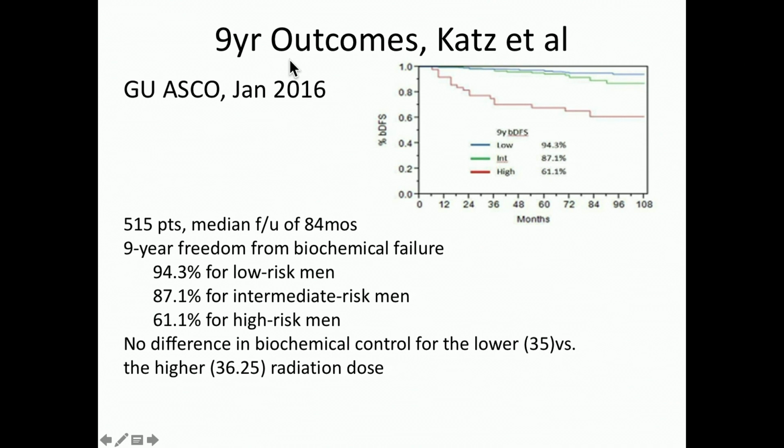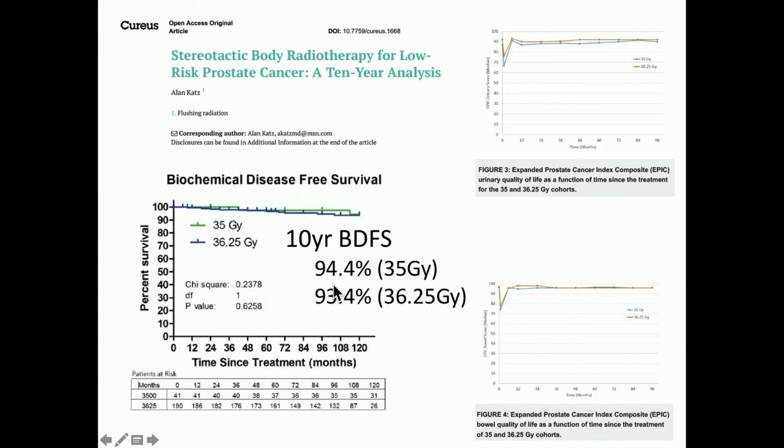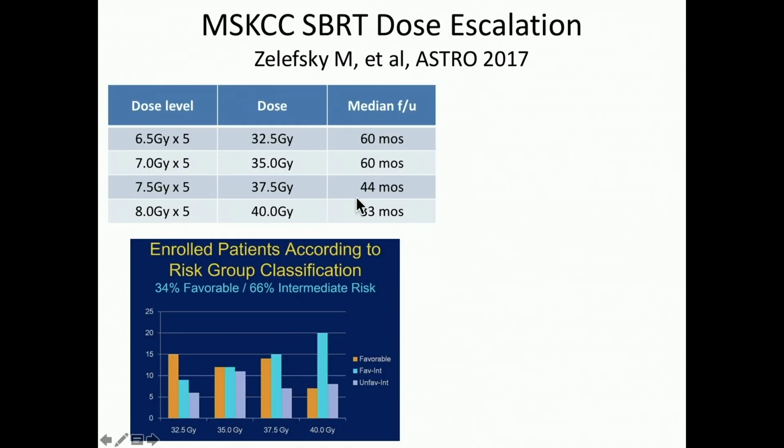These are the 9-year outcomes from our institution by Alan Katz that have been presented, again demonstrating excellent 9-year biochemical control rates for patients with low and intermediate risk disease. He personally did not see a difference in biochemical control based on dose, but again, this continues to evolve. This is a series at 10 years for low risk disease, demonstrating again sustained biochemical control rates with SBRT. Dr.